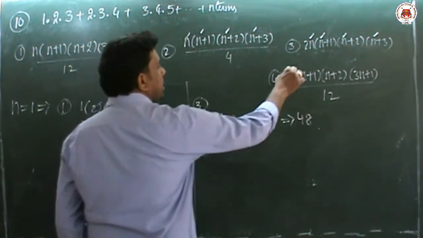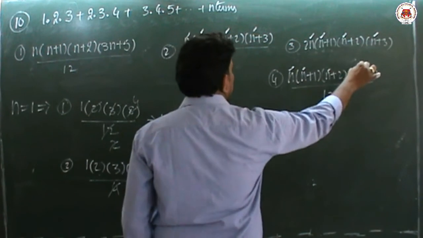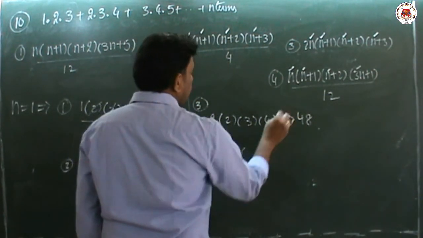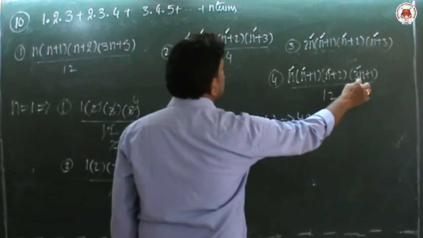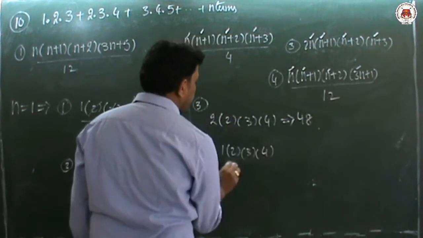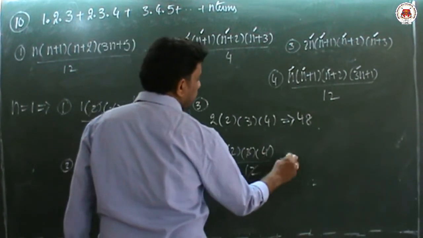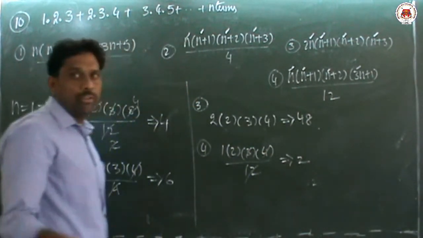Now the last, final option. In the place of n put 1. So 1 into 1 plus 1 is 2, 1 plus 2 is 3, and 3 ones are 3. 3 plus 1 is 4 by 12. So 3 4s are 12, cancel. What is the answer? Now we will check.